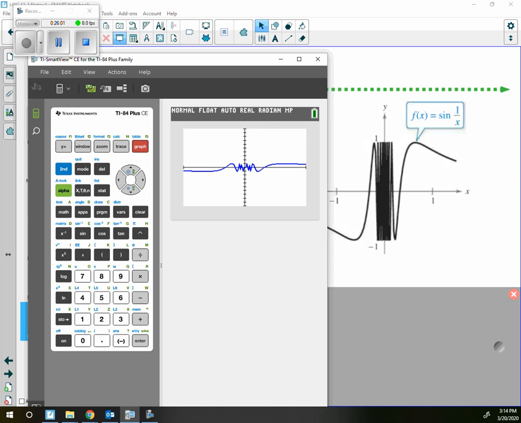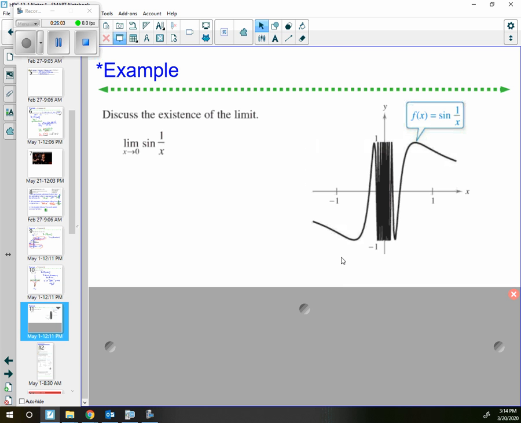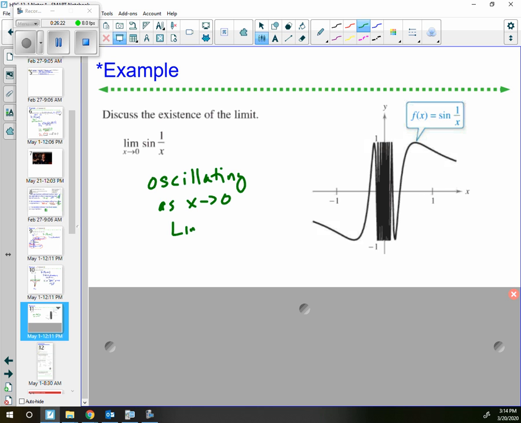So it's going back and forth between 1 and -1 very rapidly. So this one, the limit is not going to exist either because it's oscillating. The idea behind it is showing that you're going back and forth between different numbers very rapidly, and you would not have a limit. So this one is oscillating as x approaches 0, so the limit does not exist.